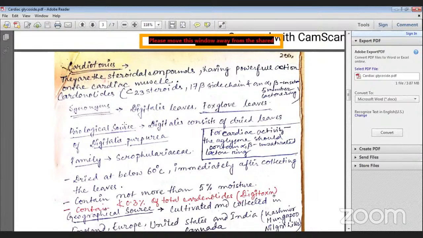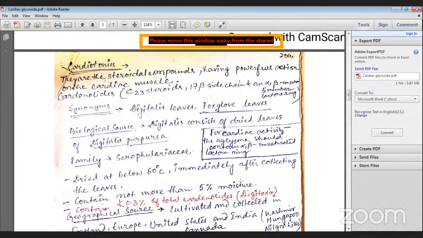Digitalis is also known as foxglove. Biological source: in case of digitalis, we normally use the digitalis leaves. Digitalis consists of the dried leaves of Digitalis purpurea. The family is Scrophulariaceae. As already discussed, the main cardiac activity of the cardiotonic drugs is due to the aglycone moiety, or the aglycone part.